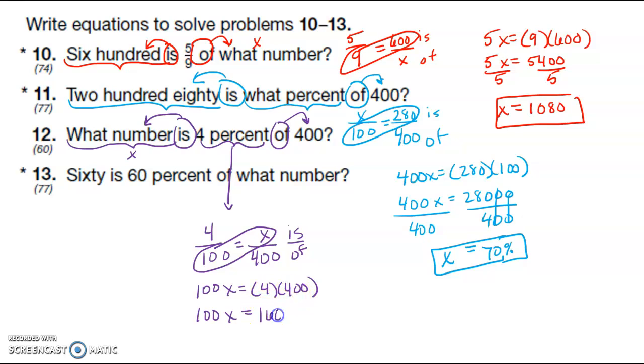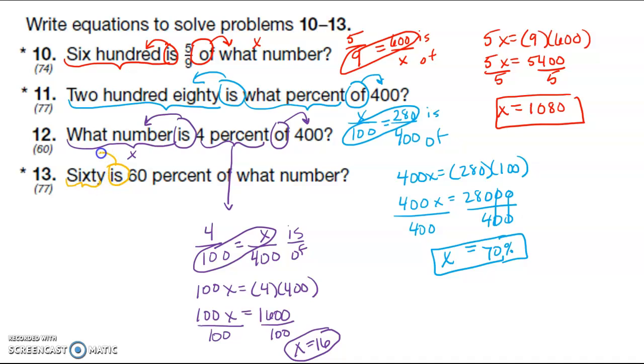4 times 400 is 1600. Divide by 100, and I get X is equal to 16. So 16 is 4% of 400. So let me change colors one more time for 13.